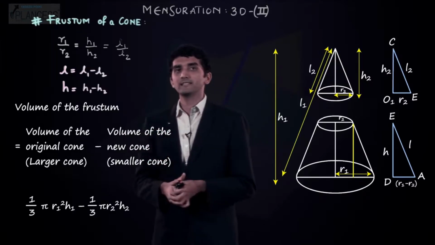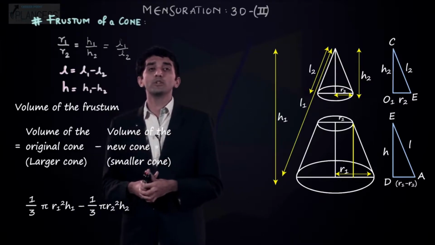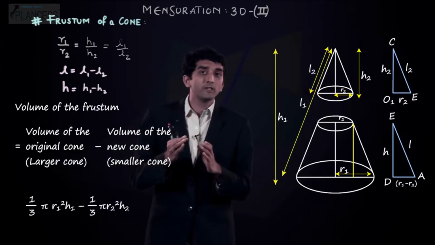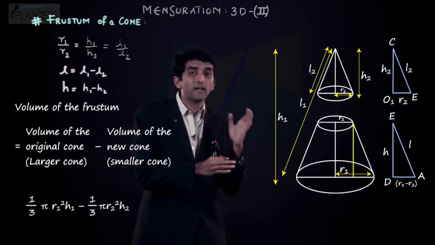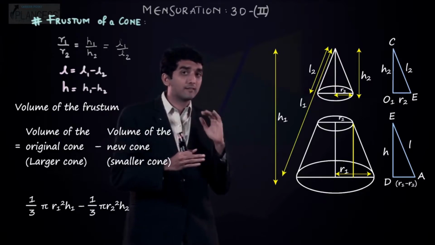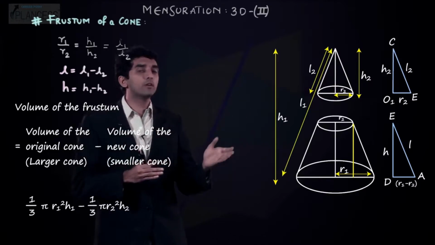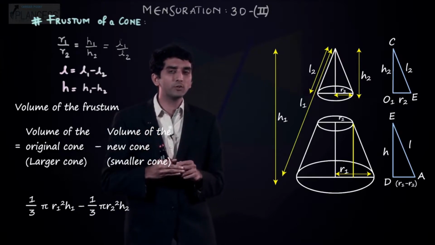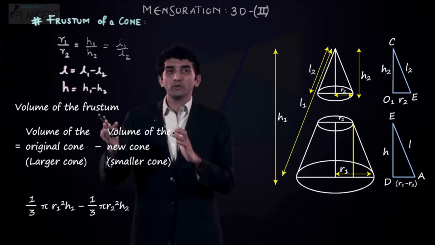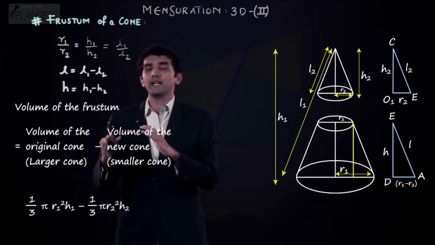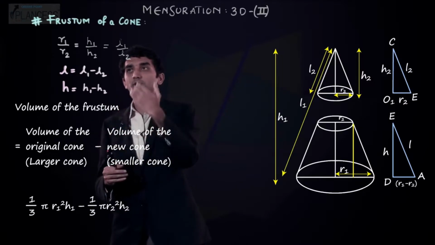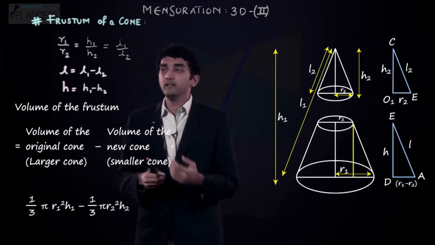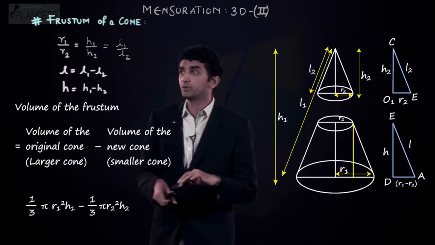Now the interesting thing here is that h1 and h2 are not both given to us for the frustum. h1 and h2 are the heights of the original cone and the new cone, and these two entities are not going to be given to us. So we have to find h1 and h2 in terms of the given quantities, which are r1, r2, h and l. So let's see how we can do that.